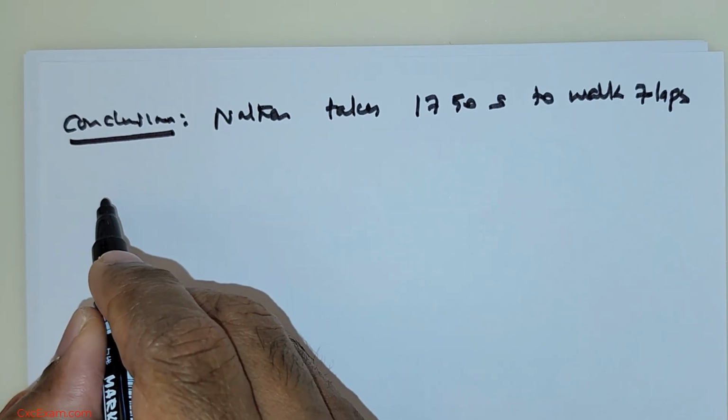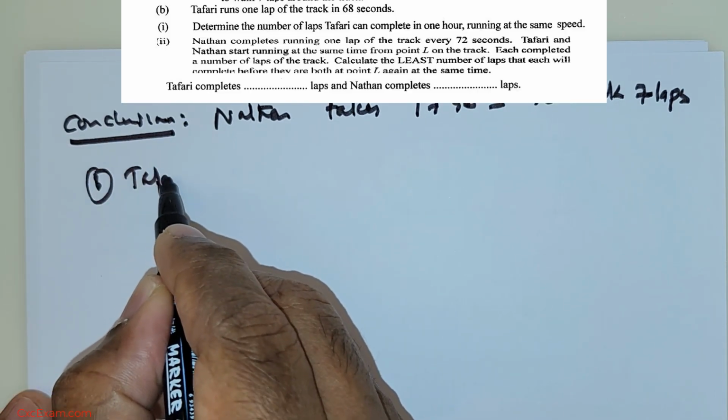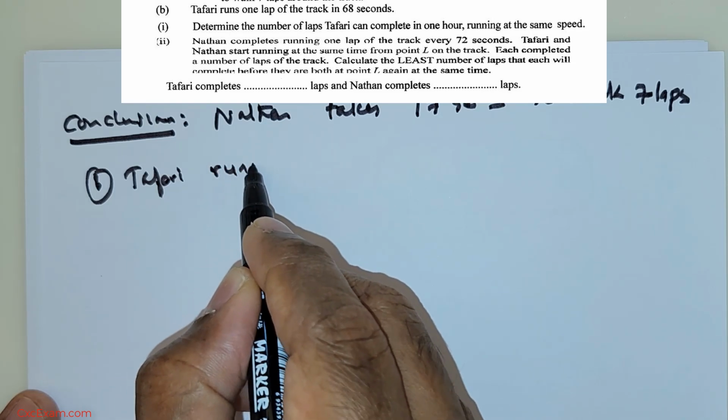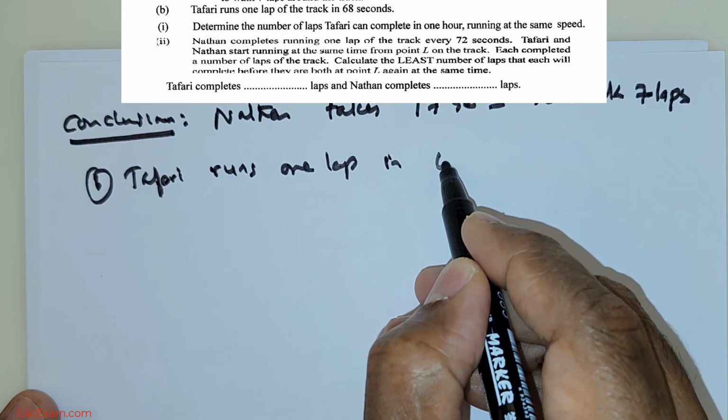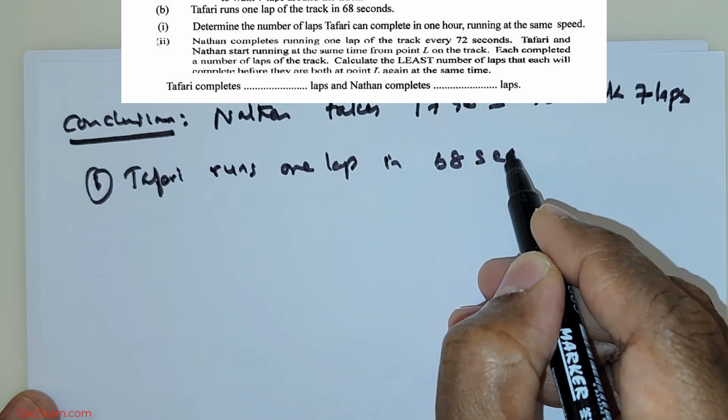Okay, so that is the conclusion. Now we got the next question, question B. It says Tafari runs 1 lap in 68 seconds.